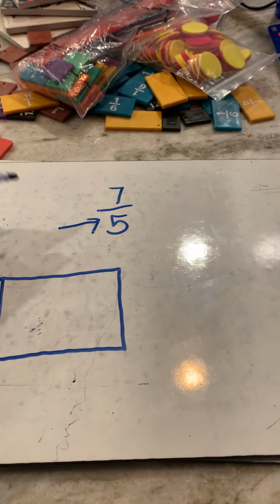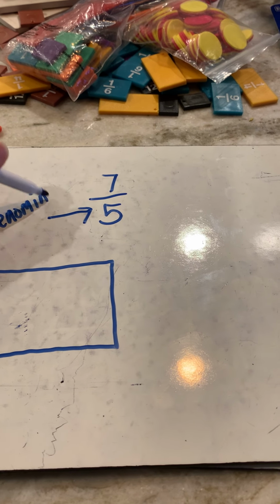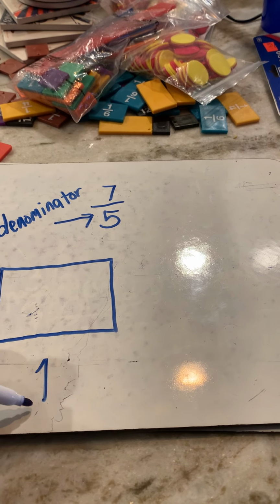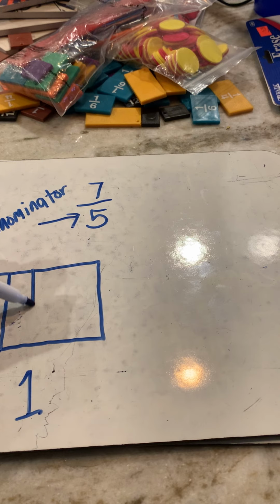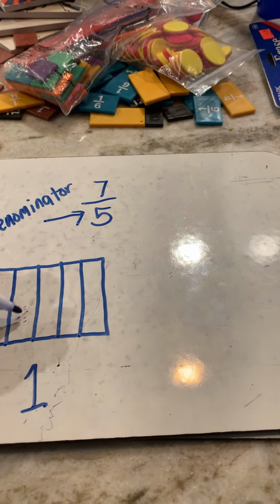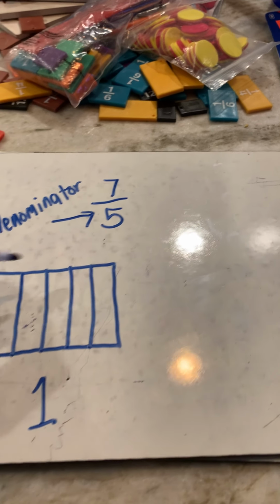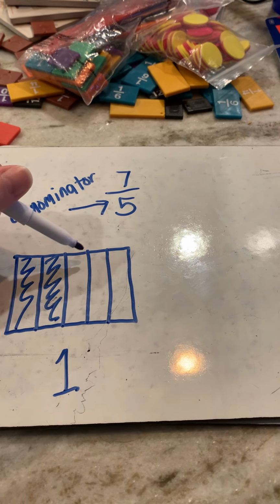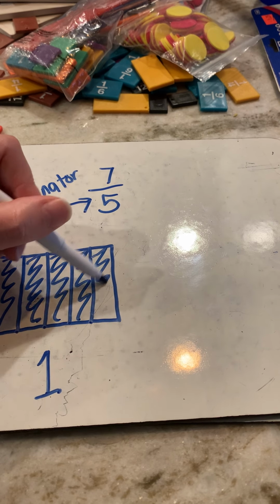This number is what your whole is divided into. That's the denominator, all right? That downstairs number. So the whole, here's my 1 whole. I'm going to divide it into fifths. 1, 2, 3, 4, 5. Well, I have 7 fifths. So let's go ahead and shade 7. 1, 2, 3, 4, 5.